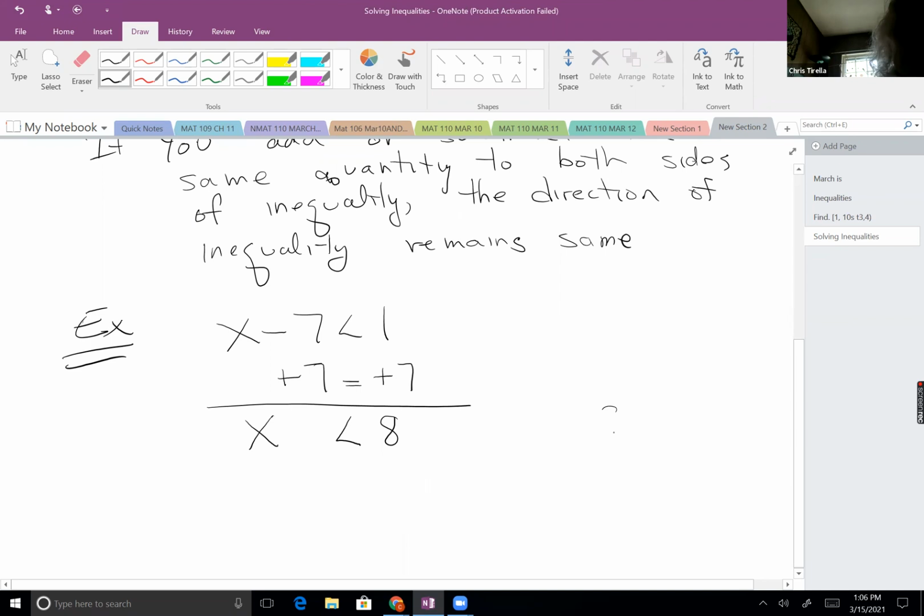Again, the largest value would be 8. I'm not equaling 8. There is no smallest value. So that would be the open interval from negative infinity to 8.